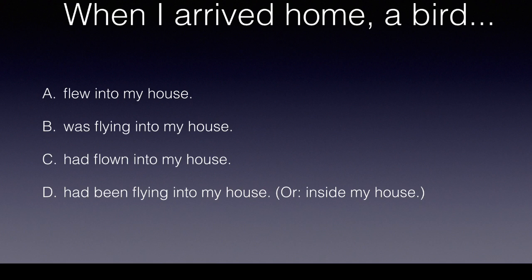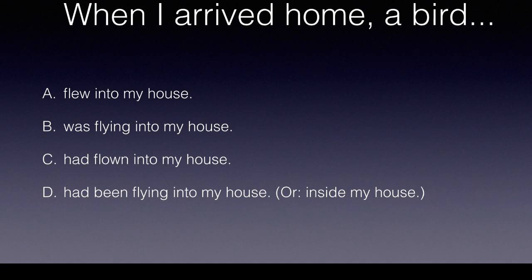Let's start with A. When I arrived home, a bird flew into my house. So 2 things happened. What happened first? Yes, I arrived home. That happened first, and then the second thing, a bird flew into my house. Those are both past simple, order of events. I arrived home, it flew into my house.